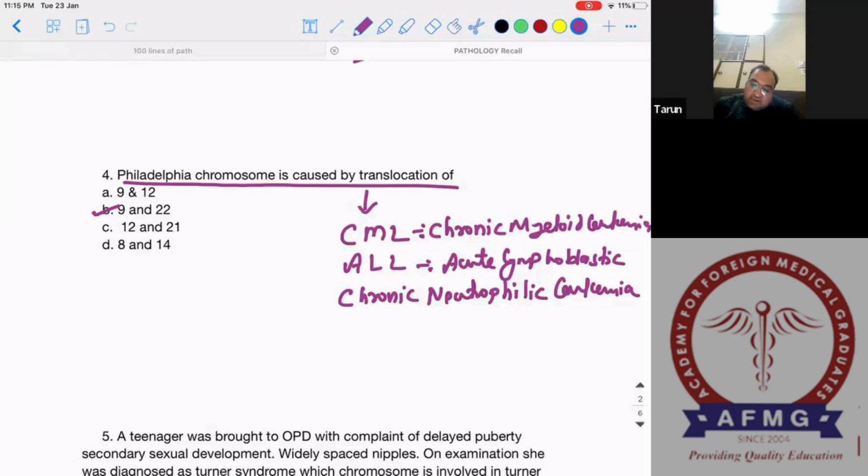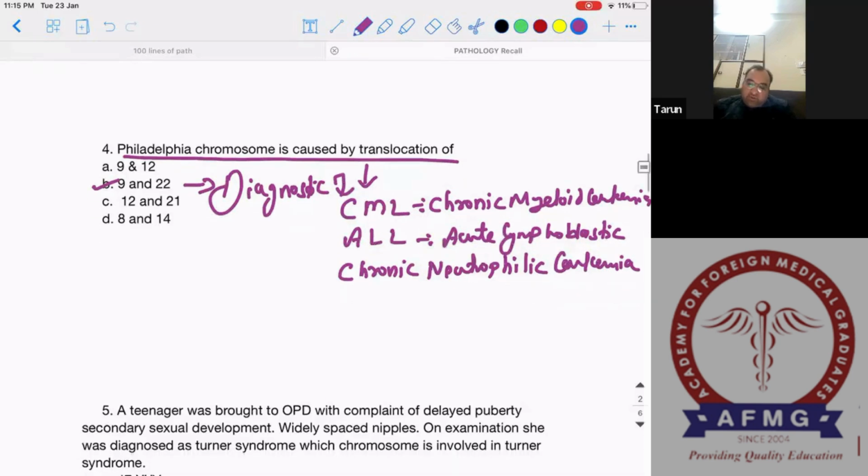So remember, this 9;22 is diagnostic of CML. Okay, but it could be seen in all these three conditions: CML, ALL, and CNL. But it is diagnostic only and only of chronic myeloid leukemia. Like 12;21. 12;21 is also seen in ALL. Okay, 8;14 is seen in which condition? Burkitt's. So again and again, I told you the same thing in the class. So again, the same things will come in your exams every time.